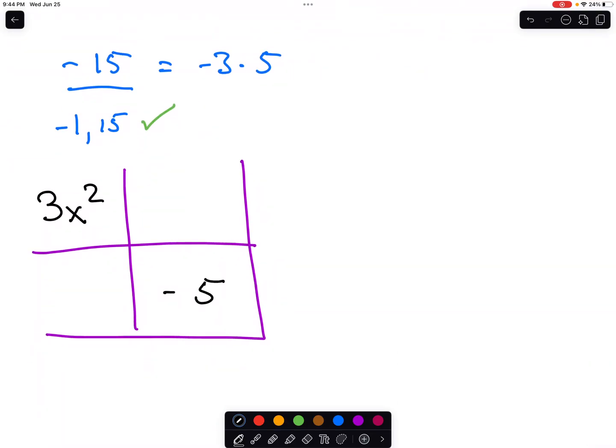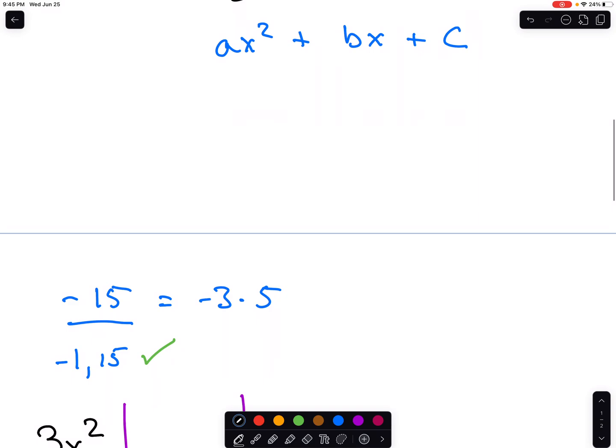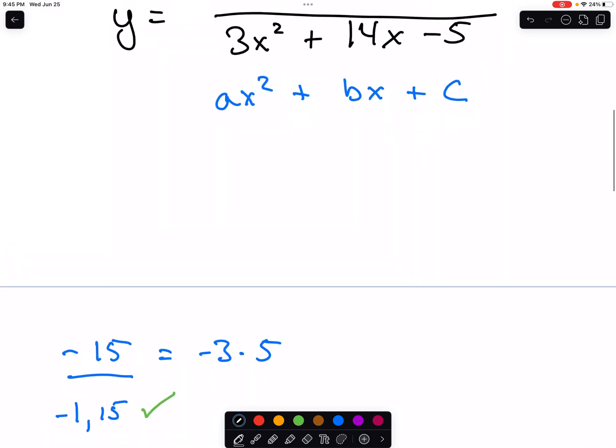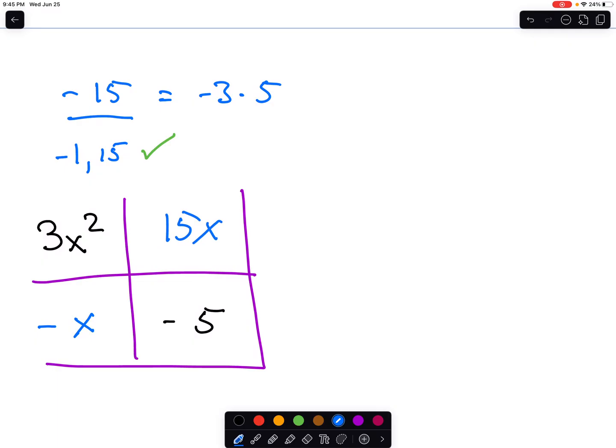And then on the off diagonal, what we're doing is we're taking that middle term, which is that 14x, and we're using those two numbers. So instead of writing 14x, I'm breaking it down into negative x plus 15x, right? So those two numbers that we found, we put them on the off diagonal in the following fashion. We could say negative x and plus, or we don't need the plus, but 15x here, right?